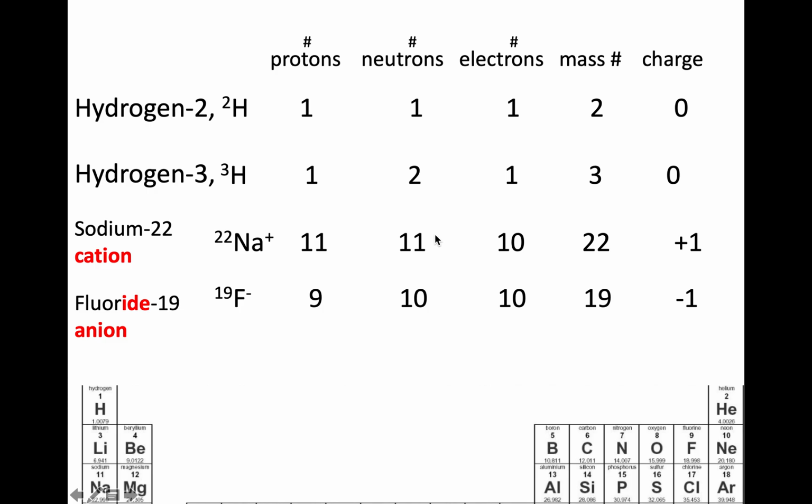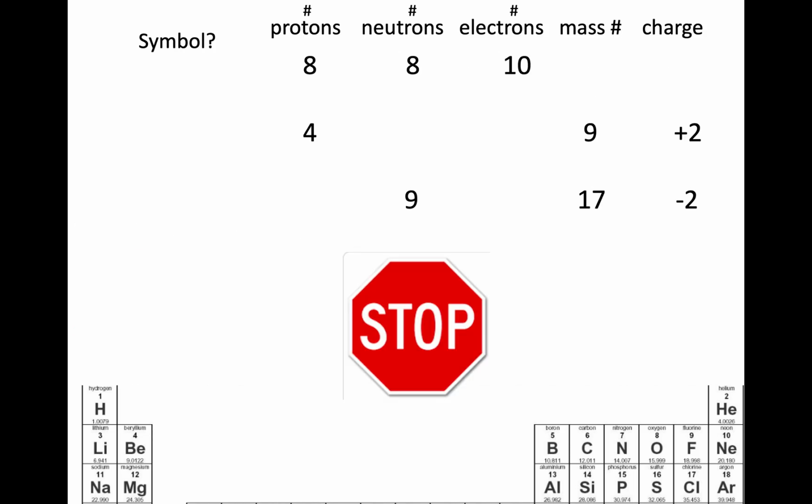Those imbalances, if it ends up being net positive, we call it a cation. Net negative, it's called an anion. So this would be a sodium 22 cation and a fluoride 19 anion. I'm beginning to introduce an aspect of the naming here. So this anion, instead of being the element fluorine, I'm calling it a fluoride anion. We'll look more at naming within this chapter.